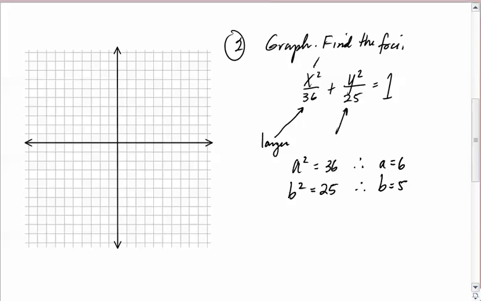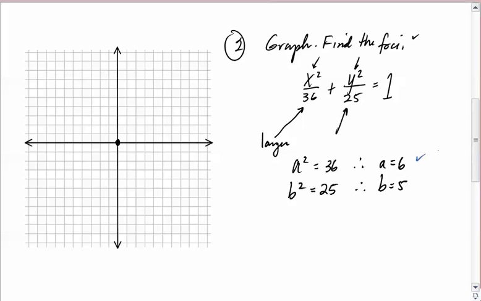So now I look up here to see where the center is. And if I don't see a number in the X and the Y term up there, then I know that my center is at the origin. So let's put the origin on here. And by the way, they want us to find the foci afterwards, but that won't be a problem, especially when we have our A and B.